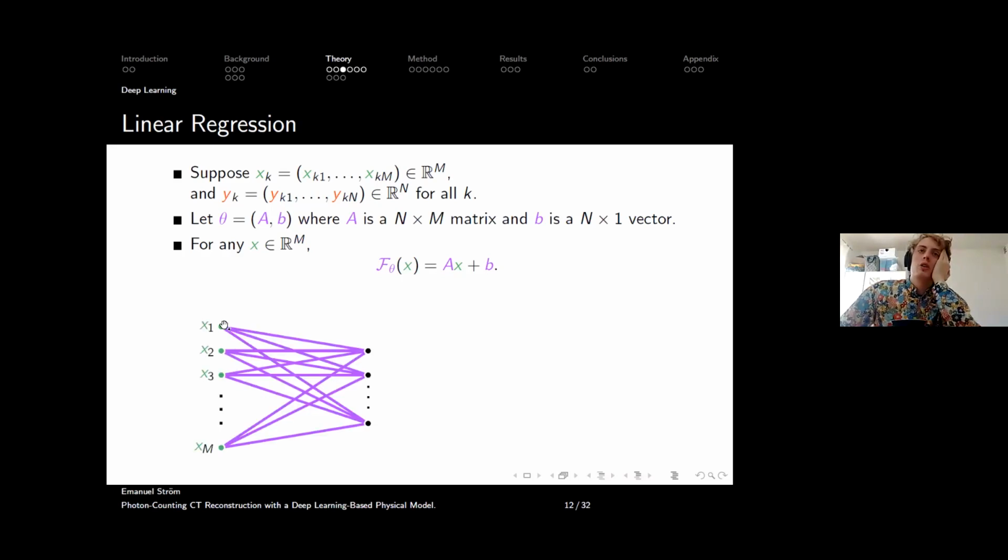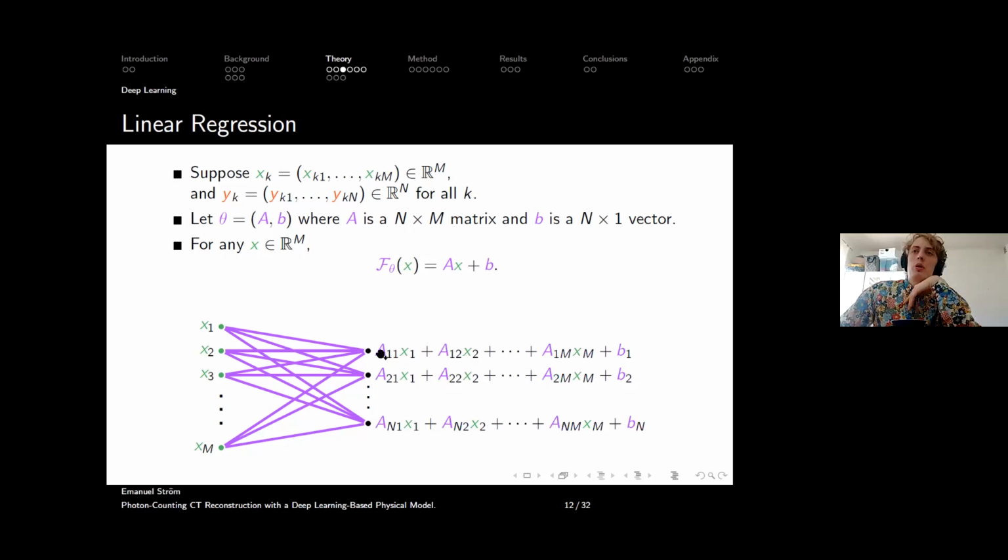So we can connect all of the input variables to the output variables, and all of these lines here represent one element inside of this matrix. So writing out the expressions for the output nodes here, we get linear combinations of the input variables plus some bias term.